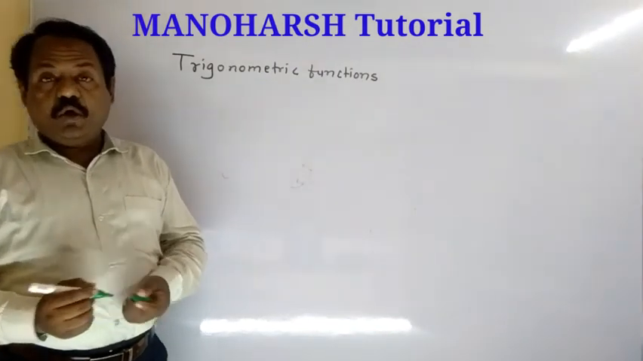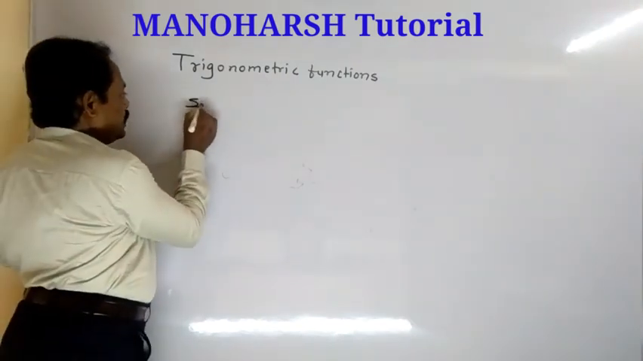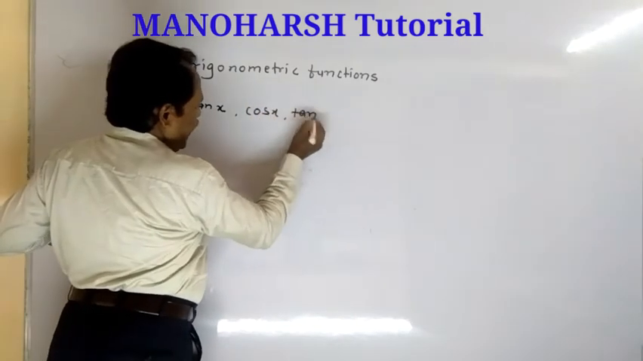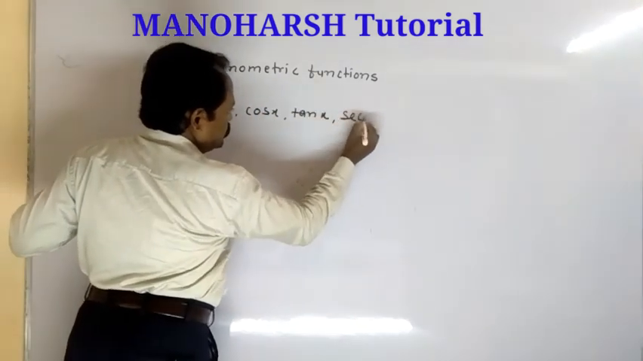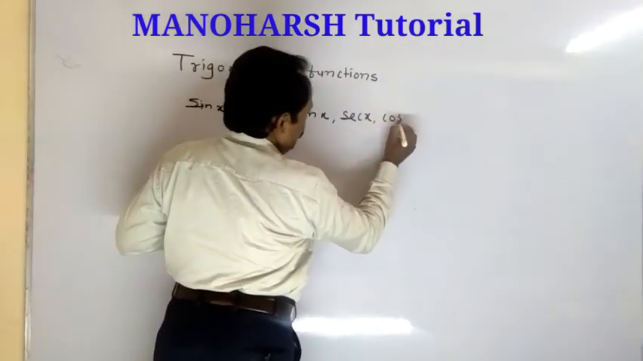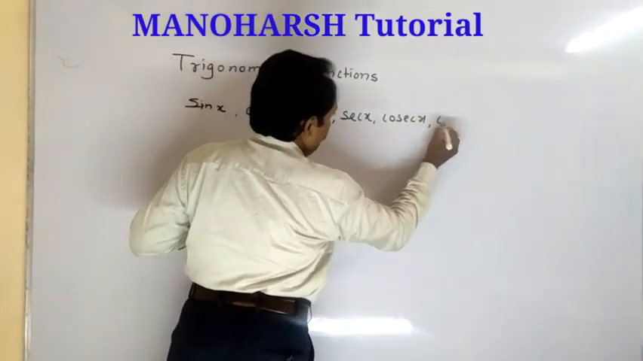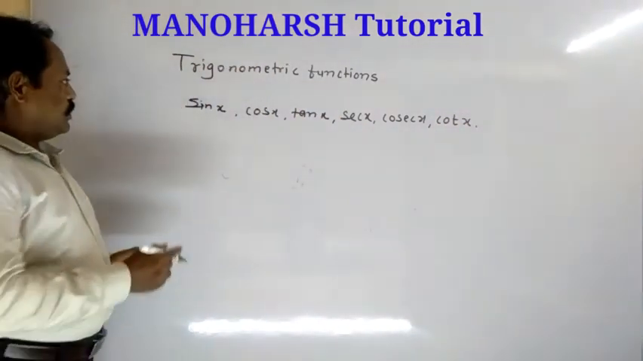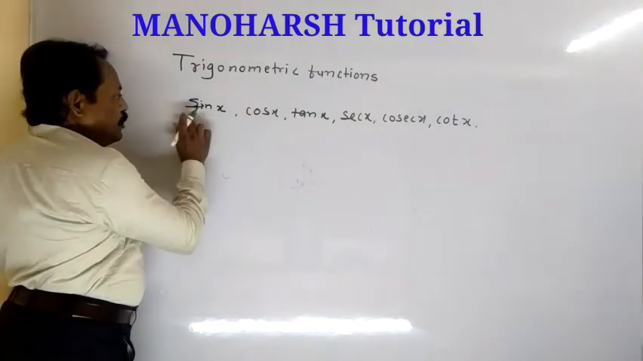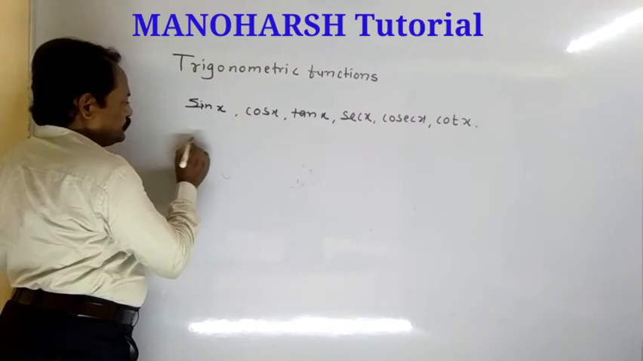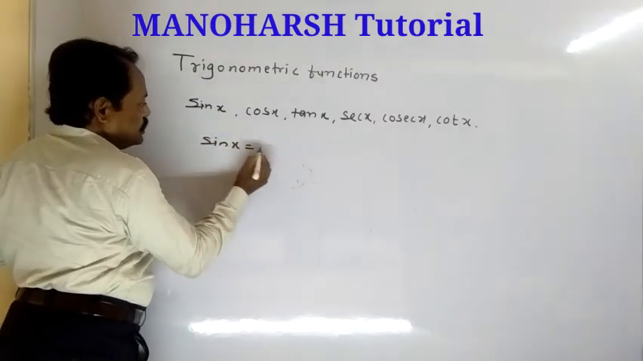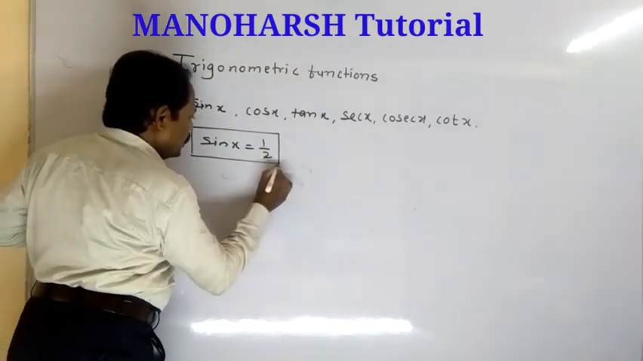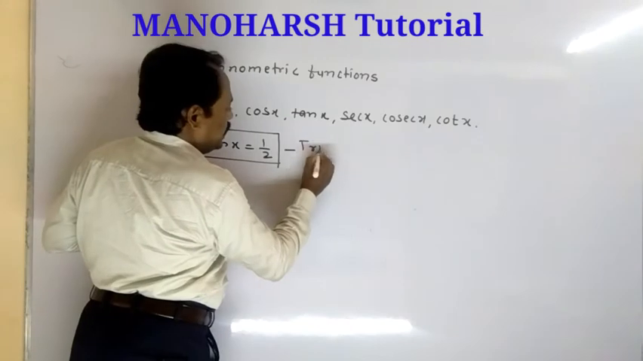There are 6 trigonometric functions which are sin x, cos x, tan x, sec x, cosec x and cot x. These are 6 trigonometric functions. Then if you write this trigonometric function as sin x is equal to 1 by 2, so this sin x is equal to 1 by 2 is called trigonometric equation.